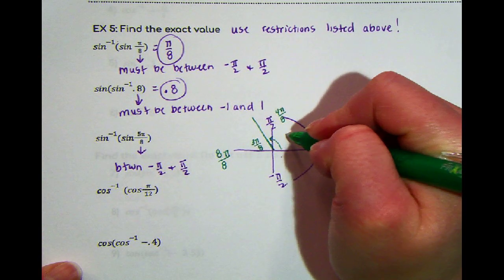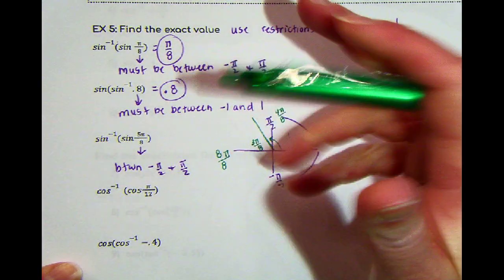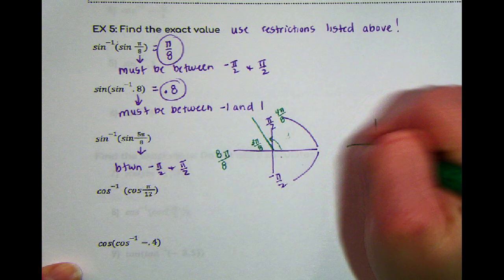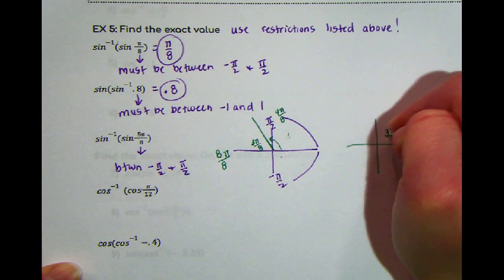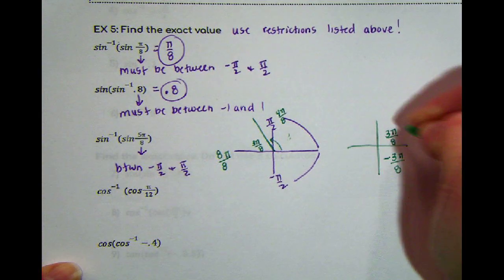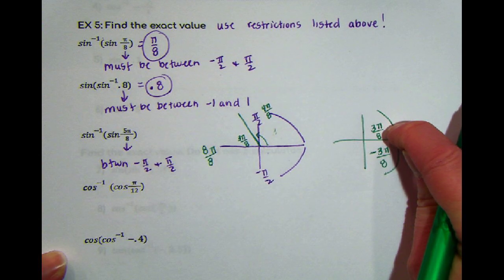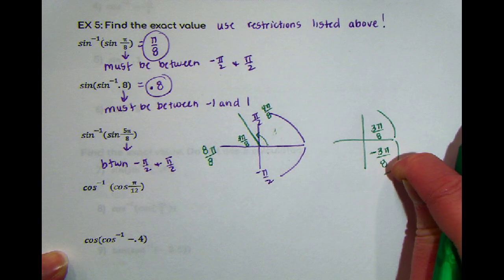This reference angle always goes back to quadrant 1. Here, maybe I'll do it on a separate picture. So this is just what the diagram looks like. 3 pi over 8 is here. And then if I'm supposed to be in quadrant 4, the answer is going to be negative 3 pi over 8. Only one of them is going to be the correct answer. Is it the positive 3 pi over 8 or the negative 3 pi over 8?